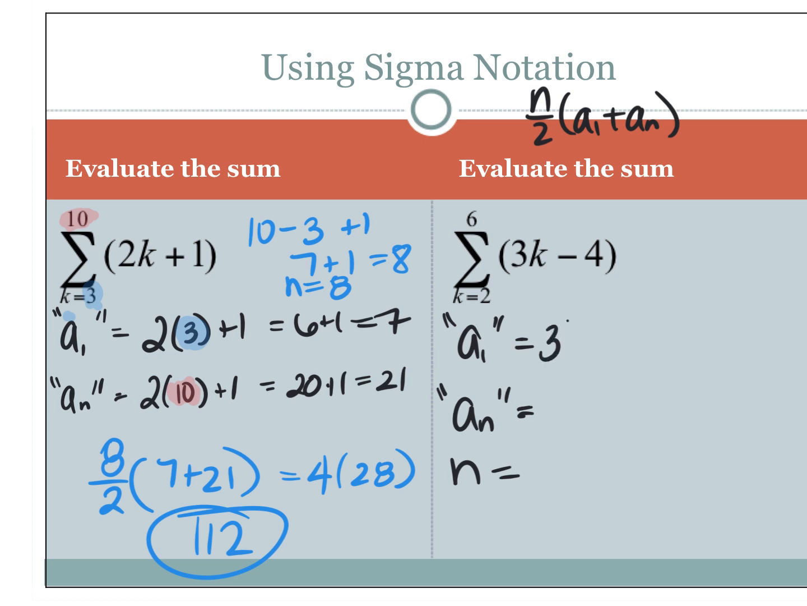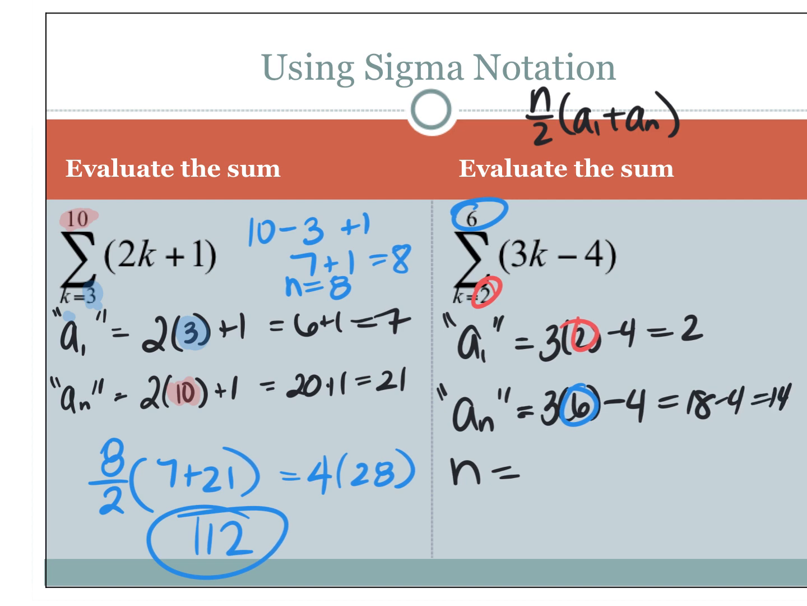I get 3 times 2 minus 4. 6 minus 4 is 2. 3 times 6, plug in the top number. Okay, we're plugging in this here, and we're plugging in this here to find A1 and AN. So 3 times 6 minus 4 is 18 minus 4, 14. And then how many numbers from 2 to 6? 6 minus 2 plus 1, which is 4 plus 1 equals 5.